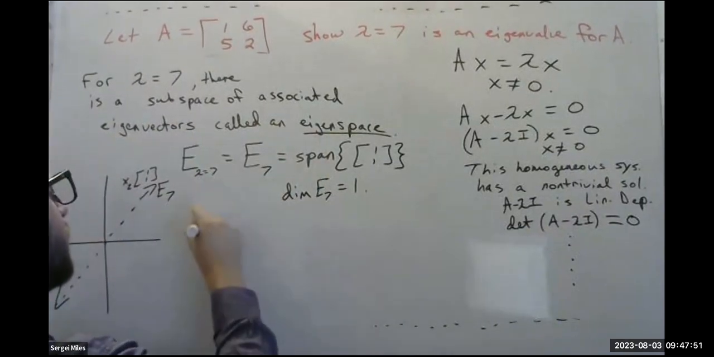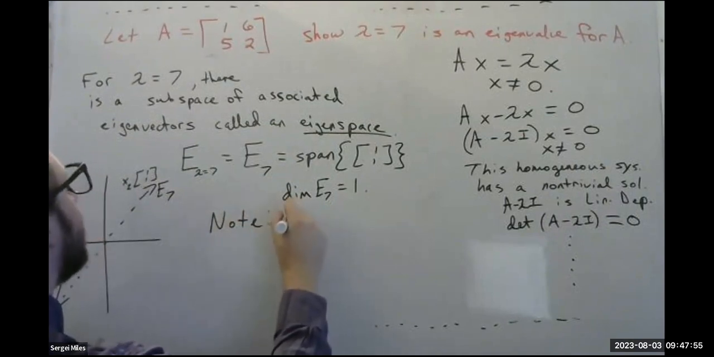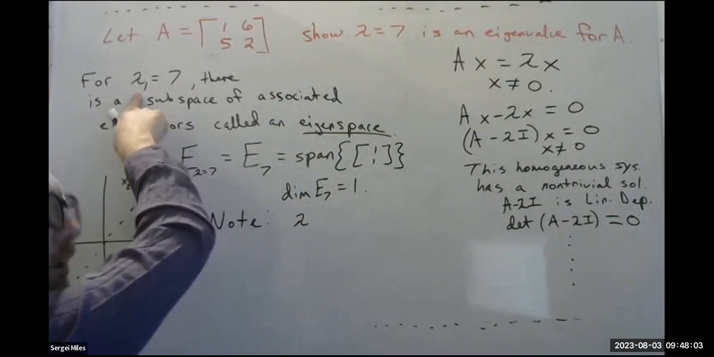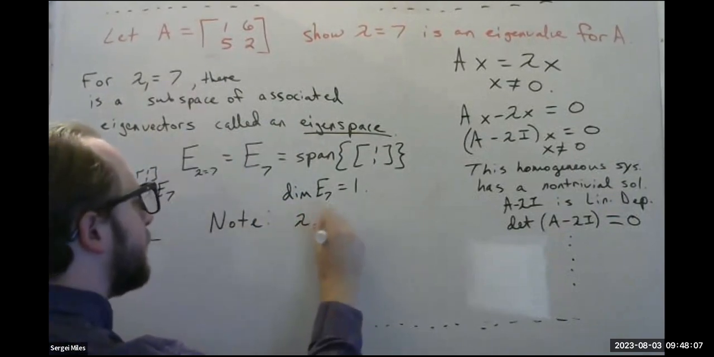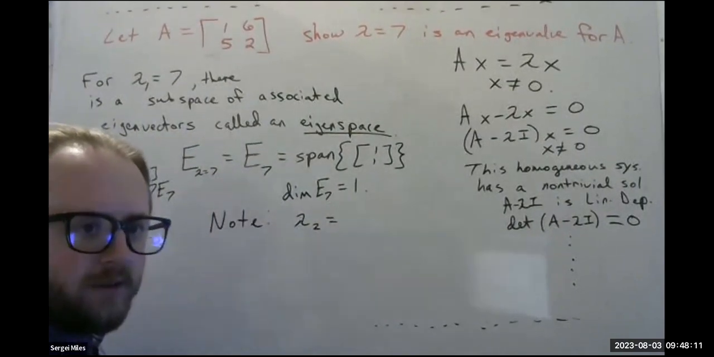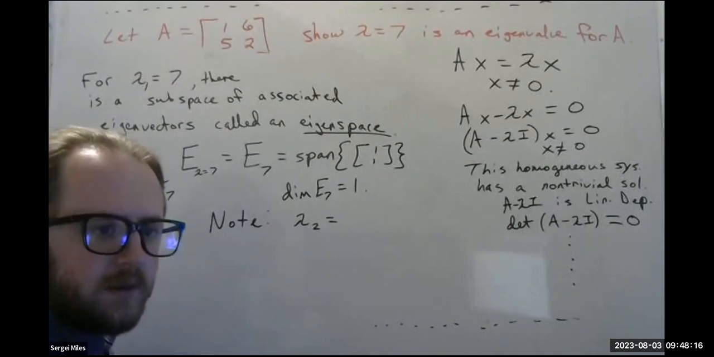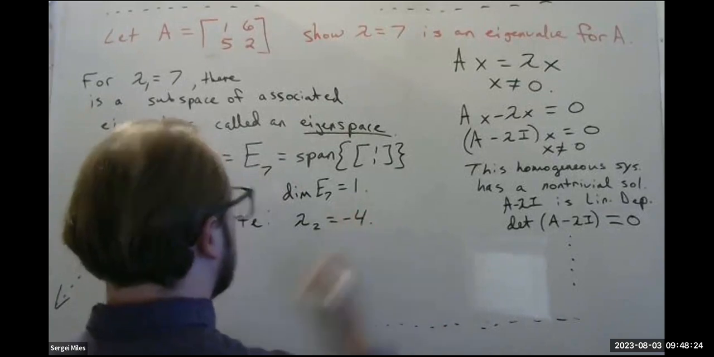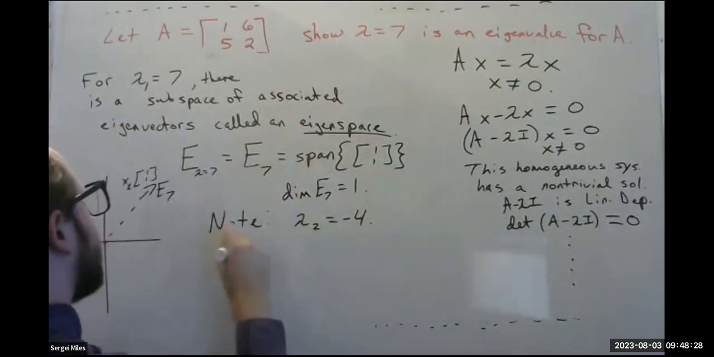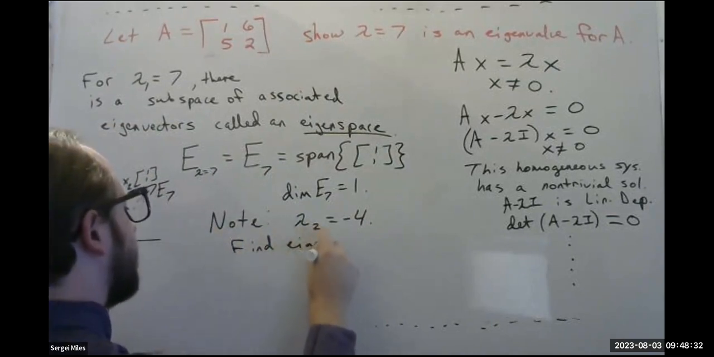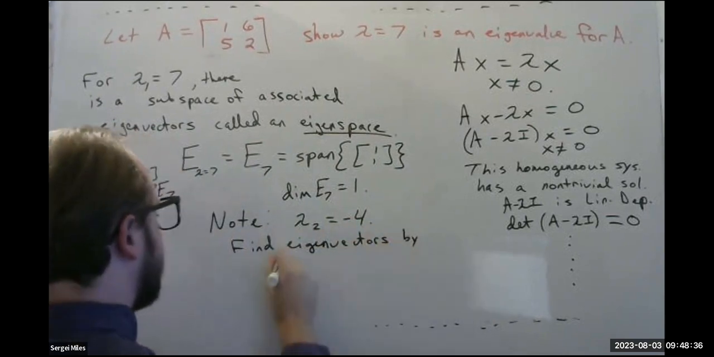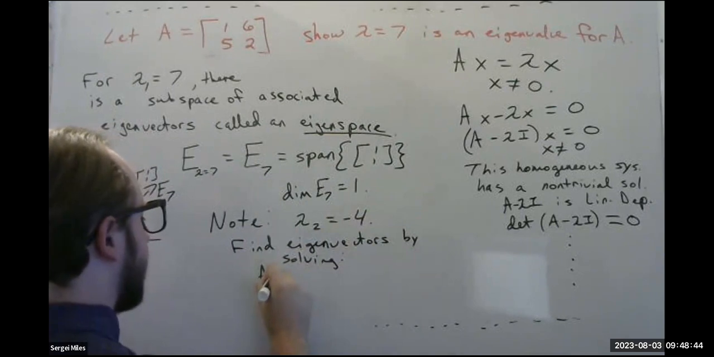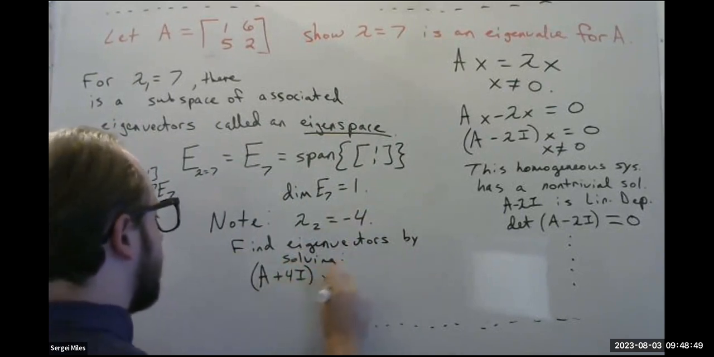But if you continue this process, note that we have a second eigenvalue. So when we have multiple eigenvalues, I'll use subscripts. Lambda sub 1 is the first eigenvalue, which was 7. Lambda sub 2, we have a second eigenvalue of -4. All right. And you can rinse and repeat, go through the same process as we did earlier. Find eigenvectors by solving A minus, well, in this case, because it's -4, it's a double negative, so plus 4I times x equals 0.